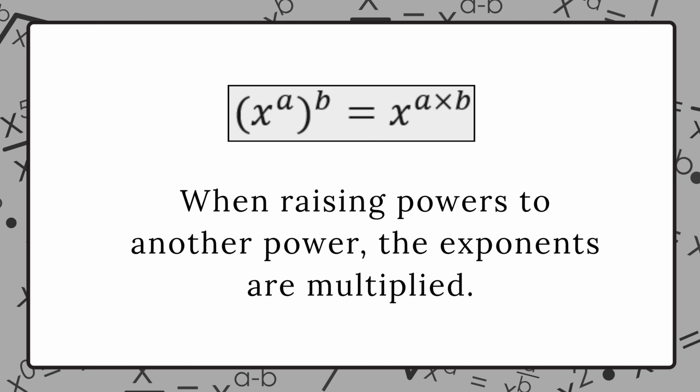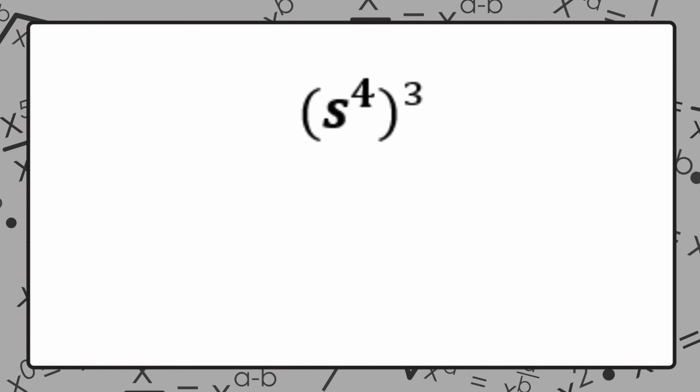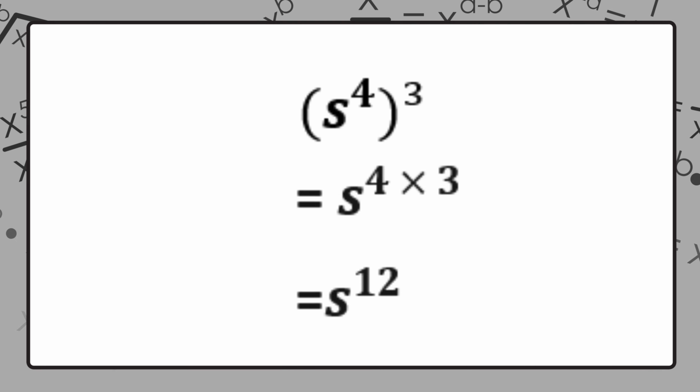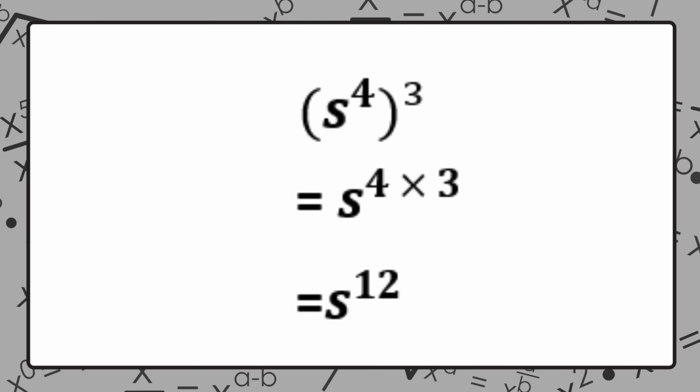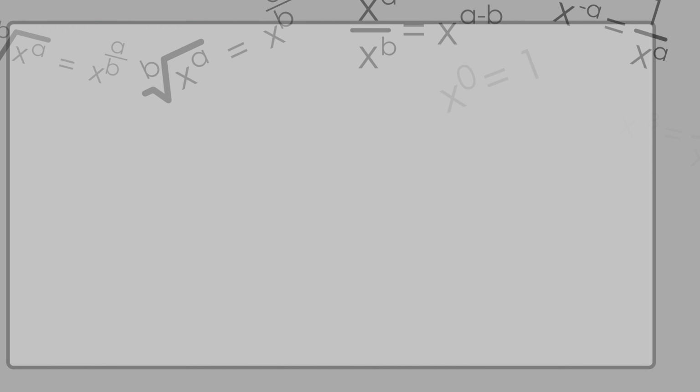Our third law states that when we raise powers to another power, the exponents are multiplied. In this example, we have s to the power 4 in brackets to the power of 3. This means that we're going to multiply 4 and 3, which gives us s to the power of 12.